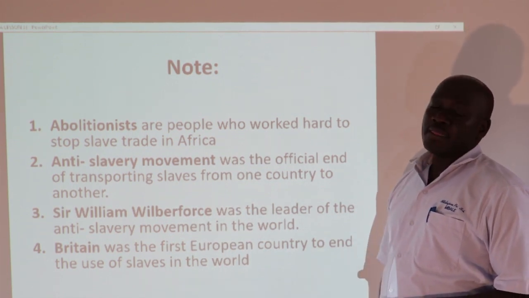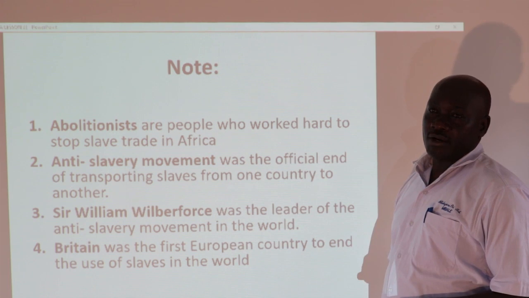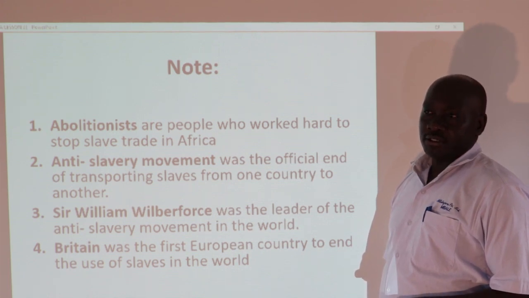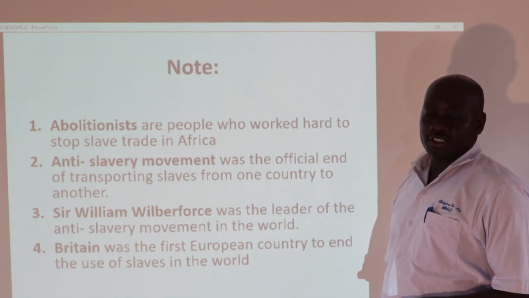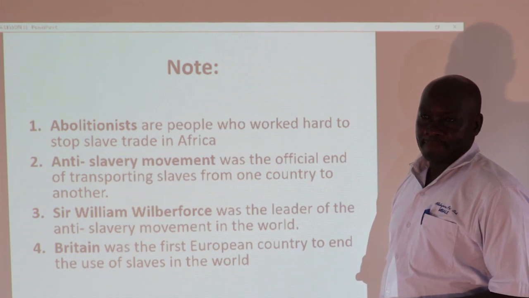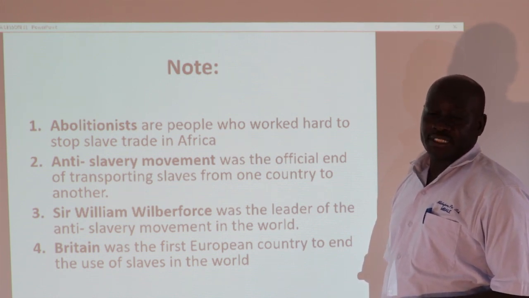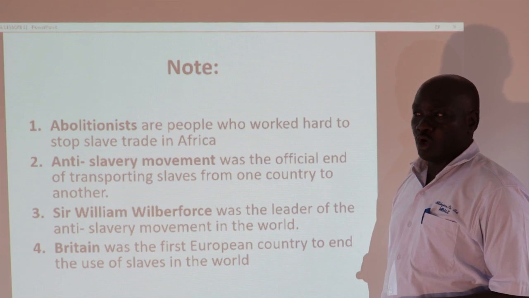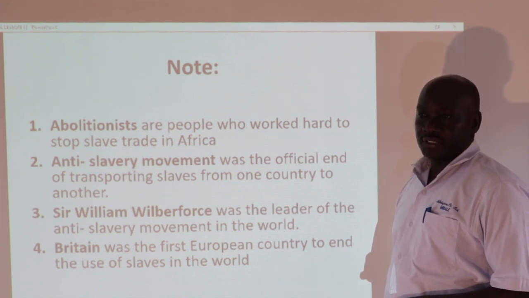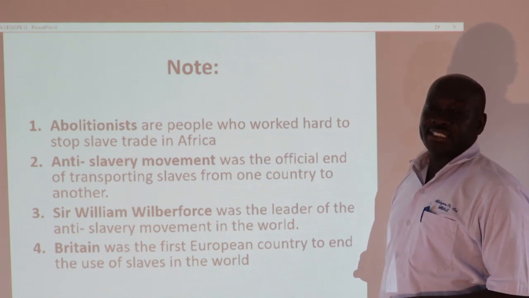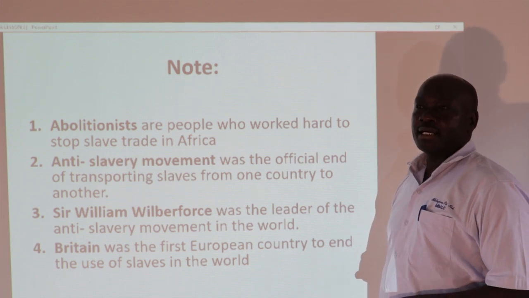Then we have the first country to declare or to end the use of slaves in the world, which was Britain. So Britain was the first country to declare or to stop the use of slaves in the world. And therefore, it spread to other countries.